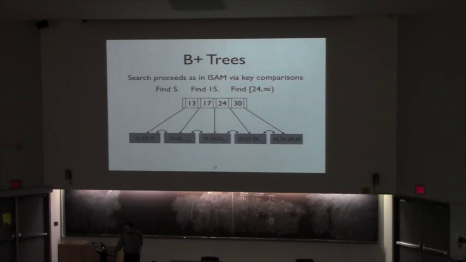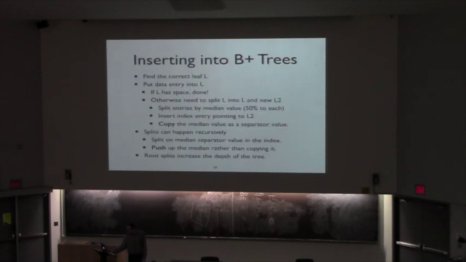Okay, so index lookups work exactly like they would in an ISAM index. The main difference between the two is in how a B-plus tree is modified, which is a bit non-trivial. The process basically starts with the leaf data pages. To insert a new value into a B-plus tree, we find the data page where the value would normally be stored.